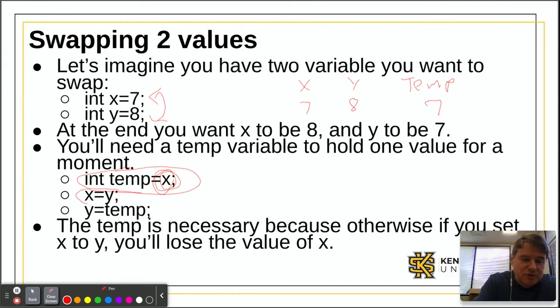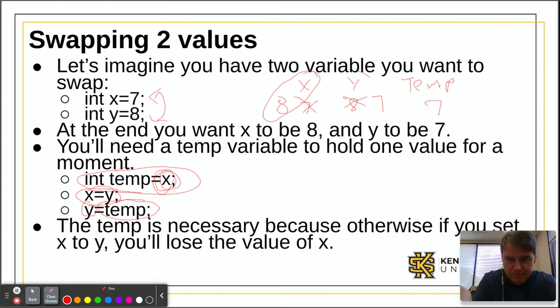The next step is I'm going to take whatever's in y and put it into x. So I'm going to take away whatever's in x, and I'm just going to put whatever was in y in it. You can see x and y are now equal to 8 at this point, and that's where I would have lost the 7 had I not put it into temp. And then the final step is I'm going to take whatever's in temp and put that into y. So take out whatever's in y and put whatever's in temp in there, and you can see x is now 8, y is now 7, which means I have successfully reversed the two values.